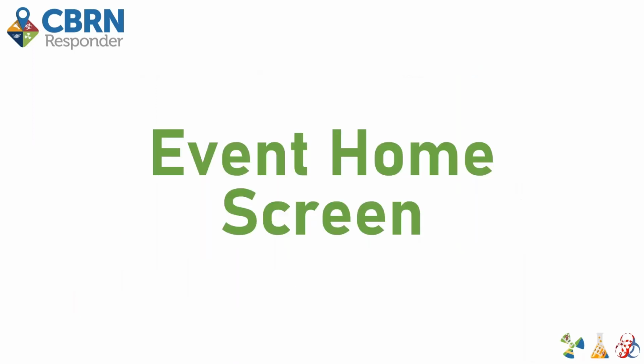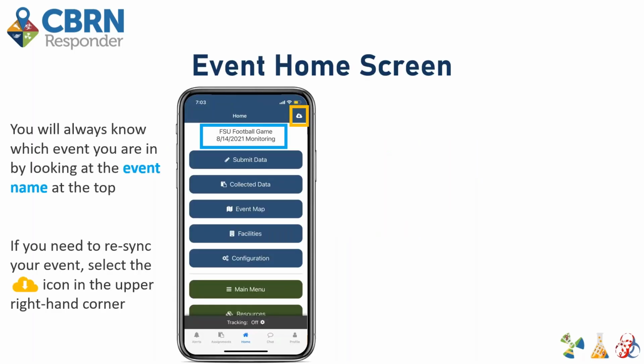So now we're in the event space, and we'll talk a little bit about the new event home screen. Unlike the RadResponder and ChemResponder apps, none of the functions are hidden behind a menu, and they all exist on your home page. You'll always know which event you're in by looking at the event name at the top. So I can see here I'm in the FSU football game, August 14th, 2021 monitoring event. If you need to resync your event at any time, you'll see that cloud icon in the upper right-hand corner.